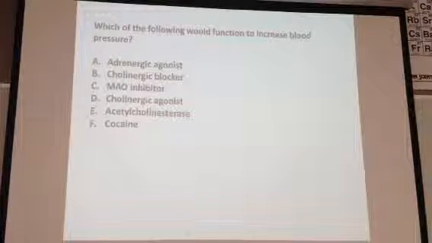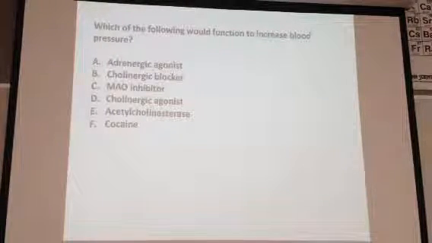So we're looking for sympathetic or parasympathetic activity. Okay, sympathetic, so adrenergic agonist. It's going to increase just like norepinephrine does. A cholinergic blocker would as well, because it's going to stop acetylcholine's effect and thus allow sympathetic to be the only one that's affecting it. MAO inhibitor. What is MAO?